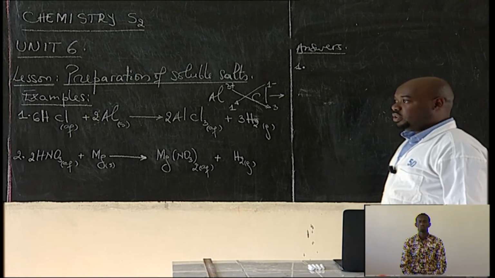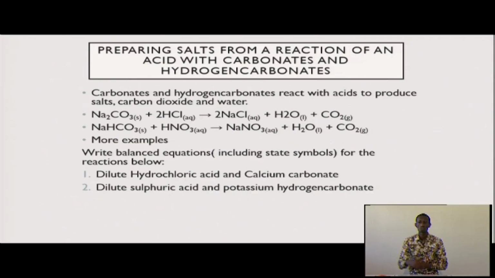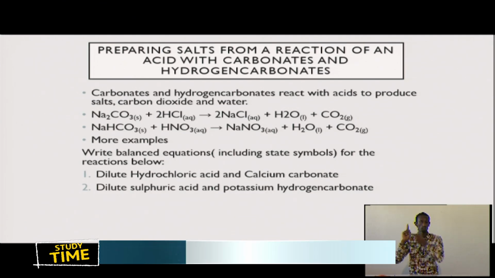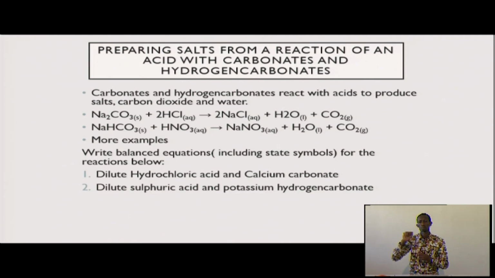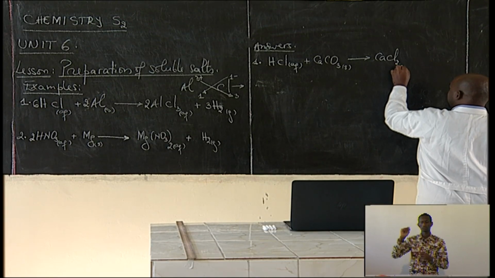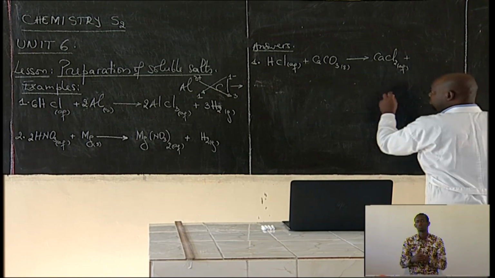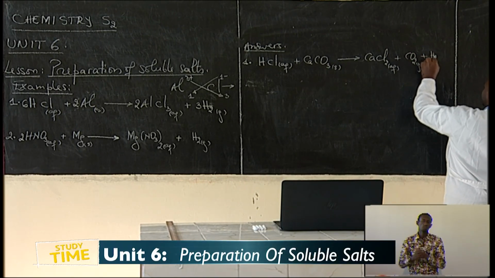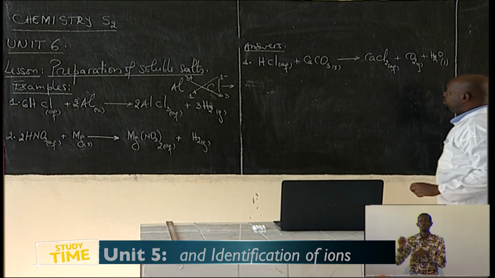Answer for the first equation. We have dilute hydrochloric acid reacting with calcium carbonate. HCl plus calcium carbonate, solid, and what do we produce? We produce calcium chloride, a soluble salt, plus carbon dioxide, it's a gas, and water, which is liquid.